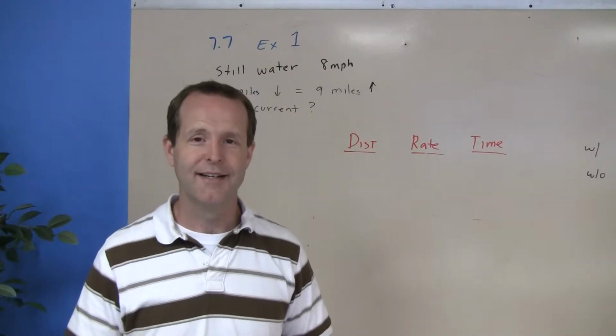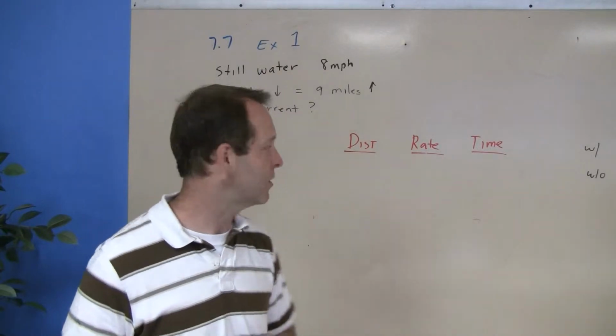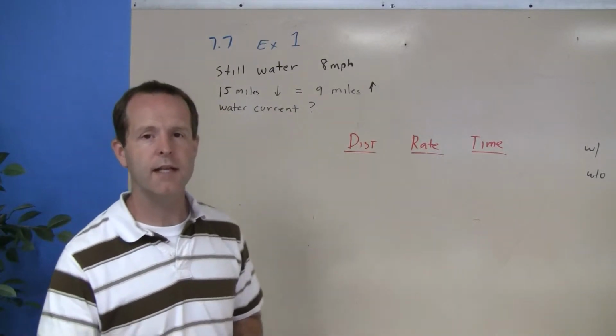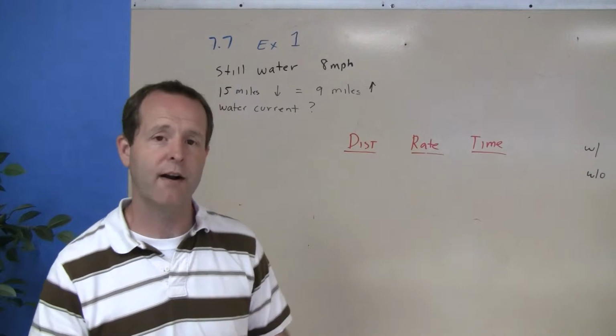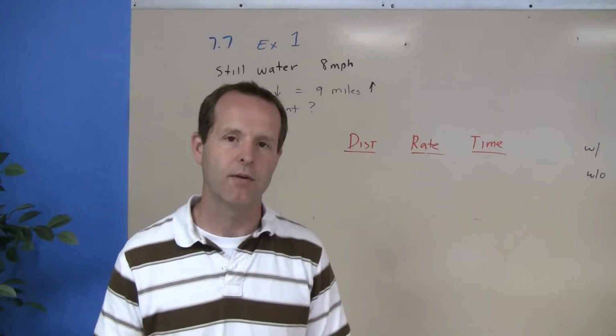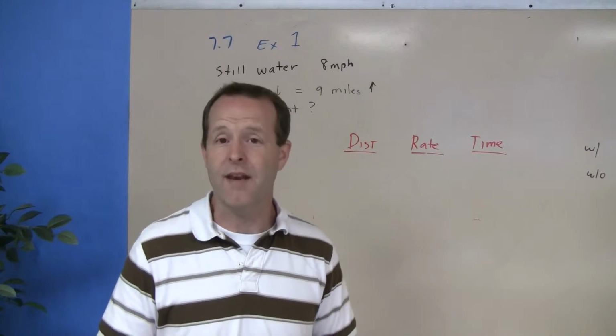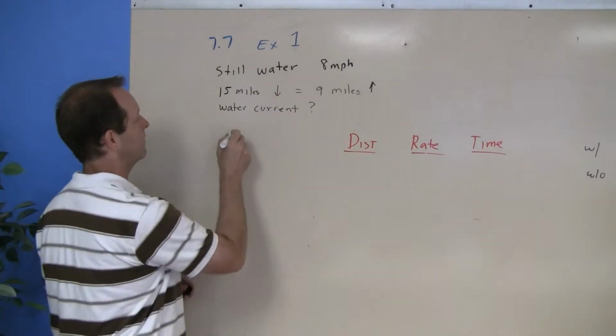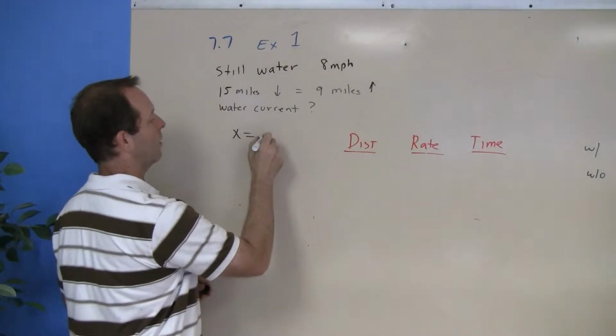I don't want to guess. I want to use some of the skills that we've learned so far. So let me help you start to piece this together. The first thing I like to do is describe in a variable like x the one piece of information I know nothing about. And basically I don't know anything about the current other than it's flowing. So I'm going to let x equal the rate of the current or the water.